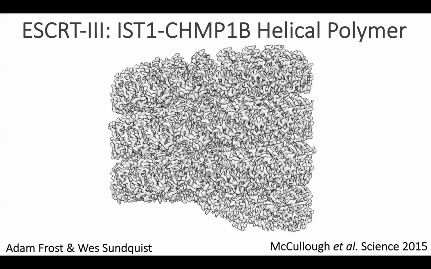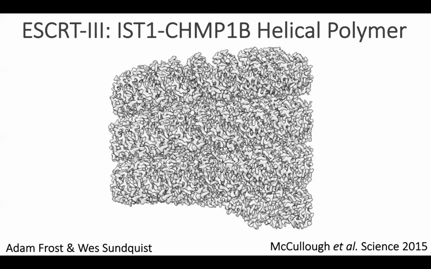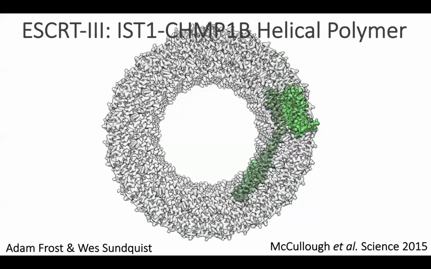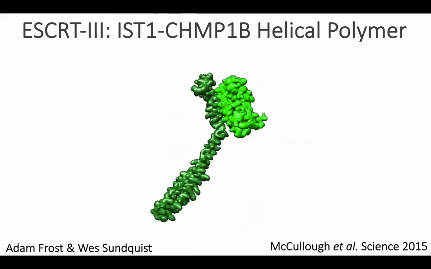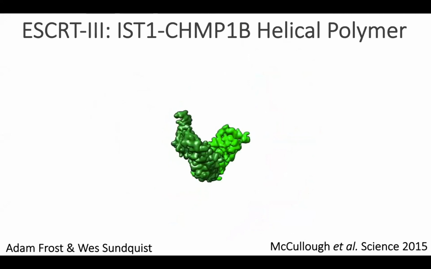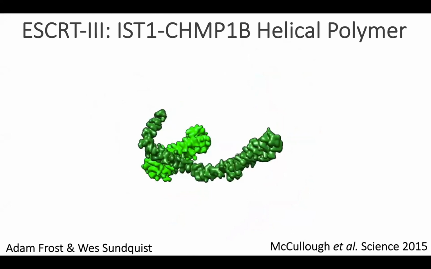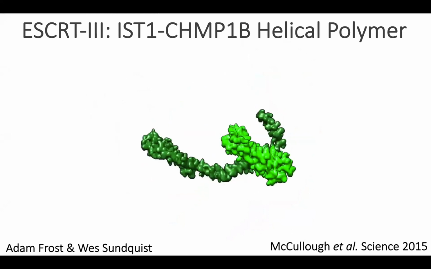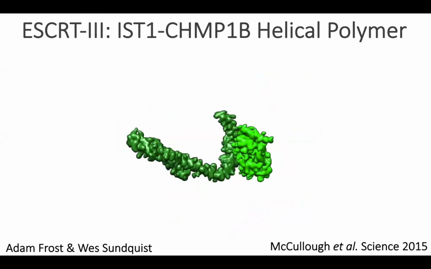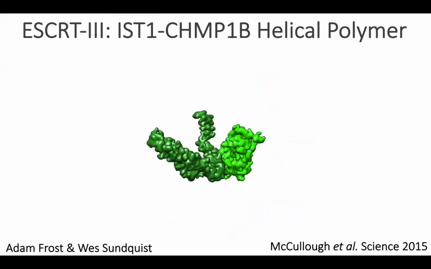There's a ring of Chimp1b subunits in the middle in darker green, and a ring of IST1 subunits on the outside. These are both ESCRT3 subunits, and they have related amino acid sequences. And the structures are somewhat the same in that they're very helical, and helices correspond to the same parts of the amino acid sequence, but the way the helices are folded up is very different. And this is a real head scratcher as to exactly what's going on here.